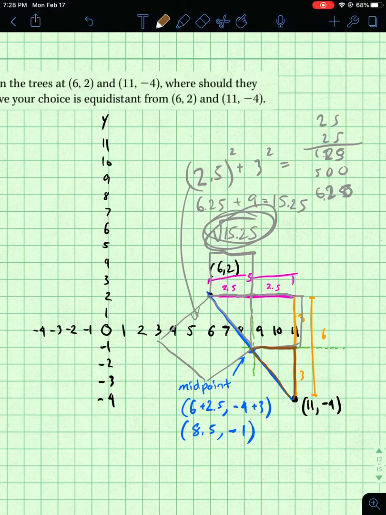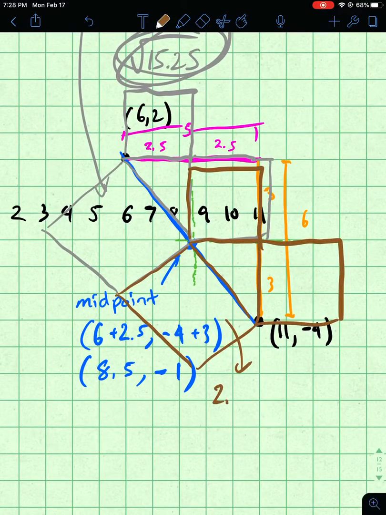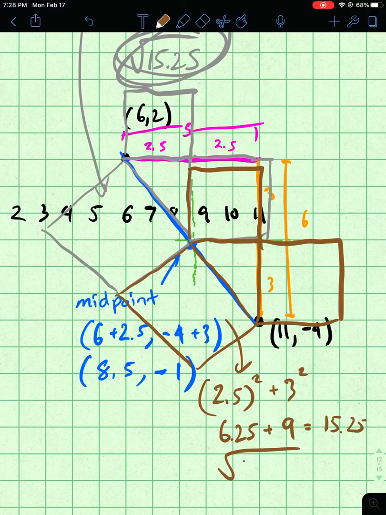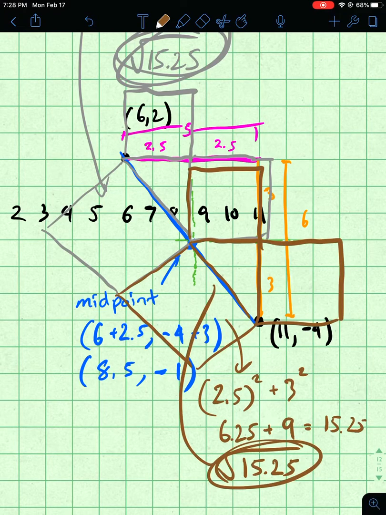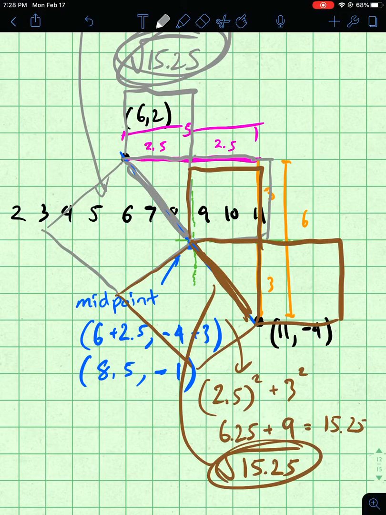and I hope you're noticing a pattern at this point. This square is 2.5. This square is 3. So this is 2.5 squared plus 3 squared. That's again 6.25 and 9, which gives us 15.25. Square root of 15.25 again. Okay, we've proven that this distance right here is the same as this distance over here.